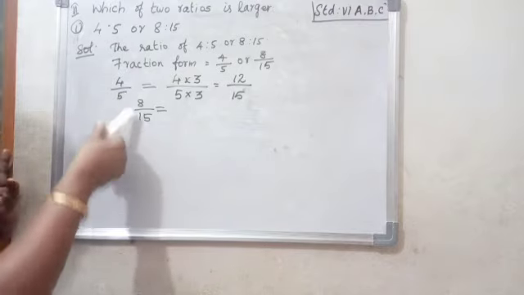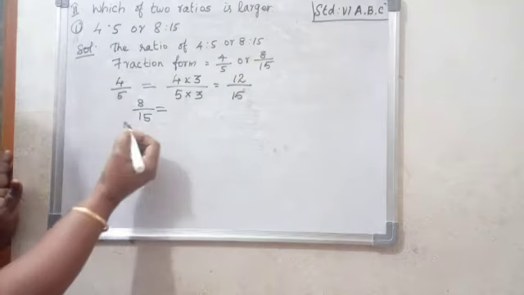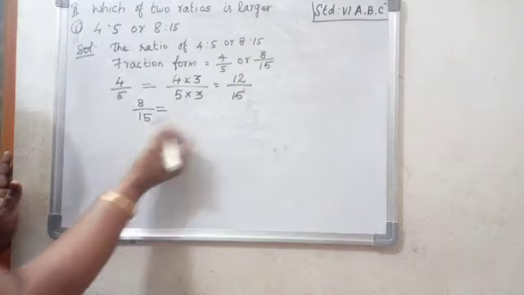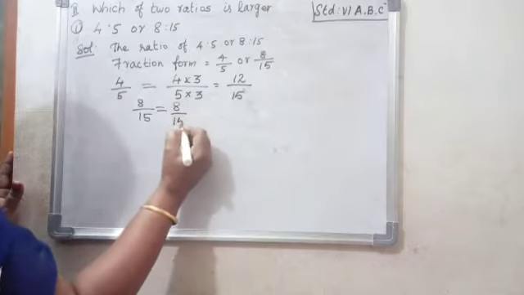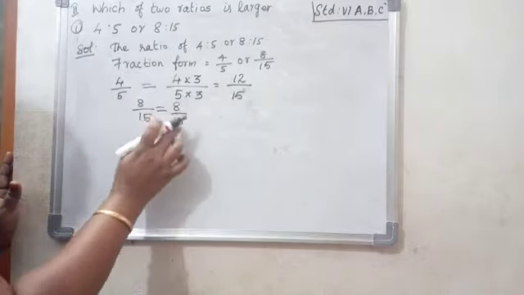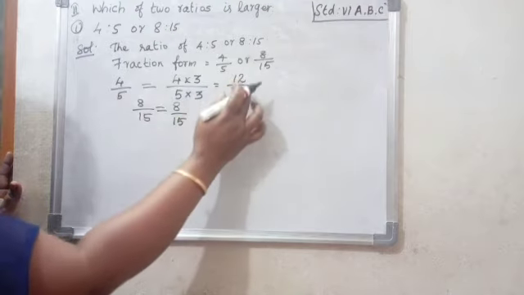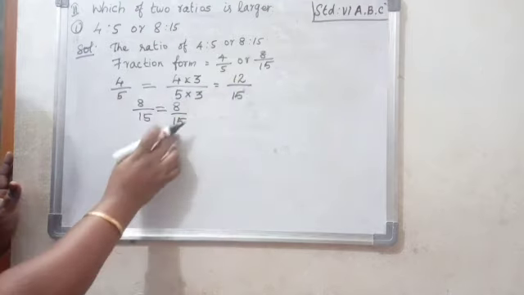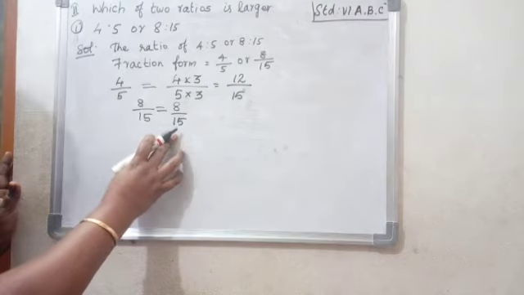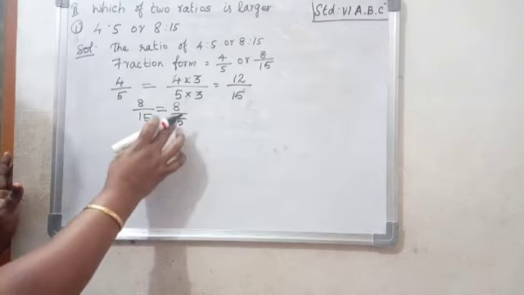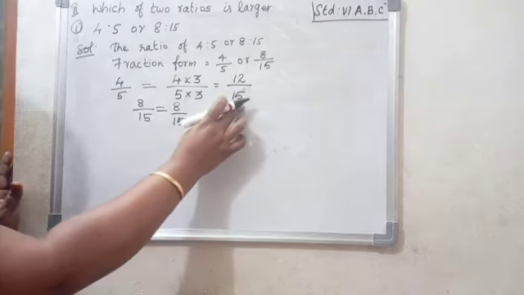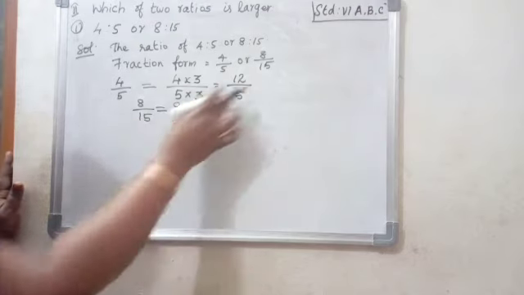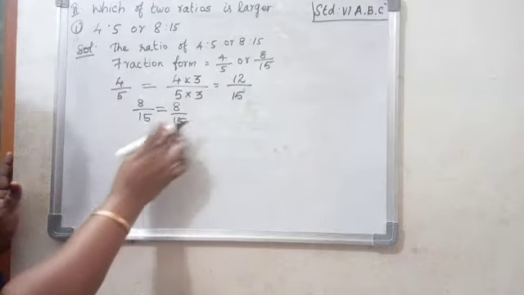The second fraction is 8 by 15, with denominator 15. So now 8 by 15 and 12 by 15 are like fractions. Do you know like fractions? What is meant by like fractions? Fractions whose denominators are the same are called like fractions.